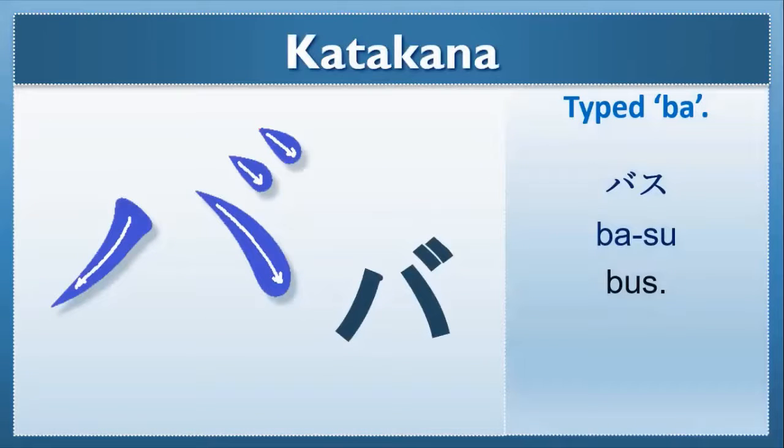Now we'll go to Katakana ba to bo. So this 1 and 2 is ha, and 3, and when we put this 10, it becomes ba. Okay, ba. And ba as in basu, bus. Bus is bus.